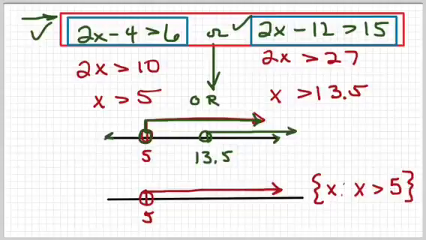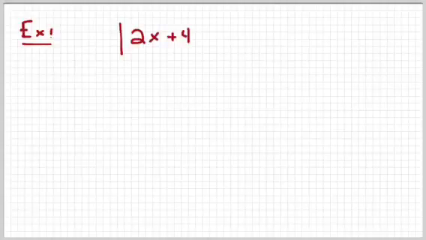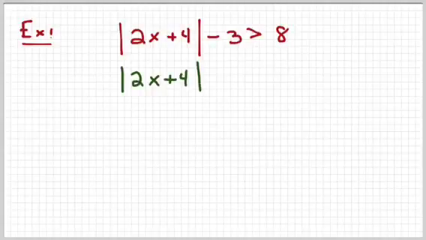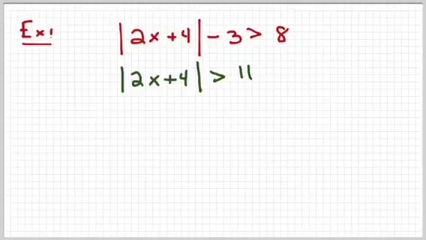And the last type of problem I'm going to do, as an example for your test tomorrow, looks like this. The absolute value of 2x plus 4, minus 3, let's make it an inequality, is greater than 8. We've worked a number of these today in class. Step 1, isolate that absolute value so you can think of it as a distance problem. Okay, so our distance is more than 11 units.